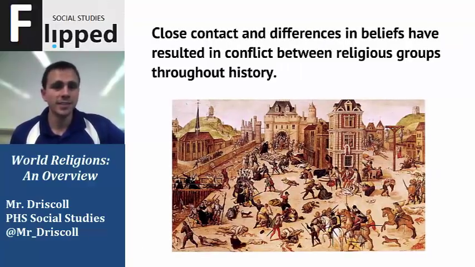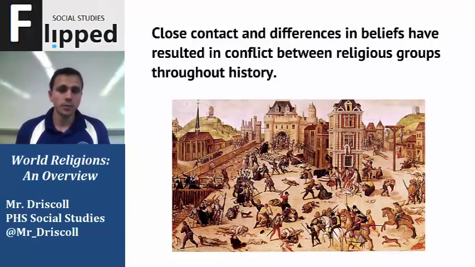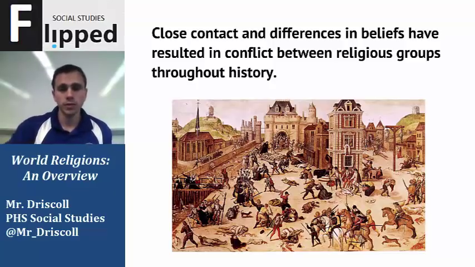Close contact and differences in beliefs have resulted in conflict between religious groups throughout history. An example in the picture below is that there was an era of religious wars in France where there was a battle between the Catholics and the Protestants at the time, involving thousands and thousands of people murdered over religion. This still happens today in some parts of the world. For instance, later in the year we're going to discuss the Palestinian-Israeli conflict. Religion isn't the only reason they're fighting there, but a lot of it is driven by religious belief and cultural practices. So there is still this conflict with us today, rooted in religious doctrine.